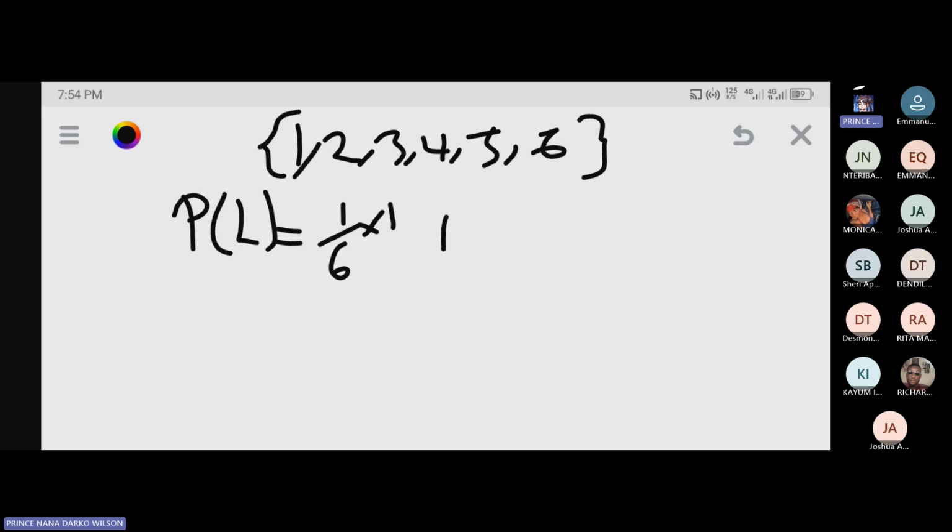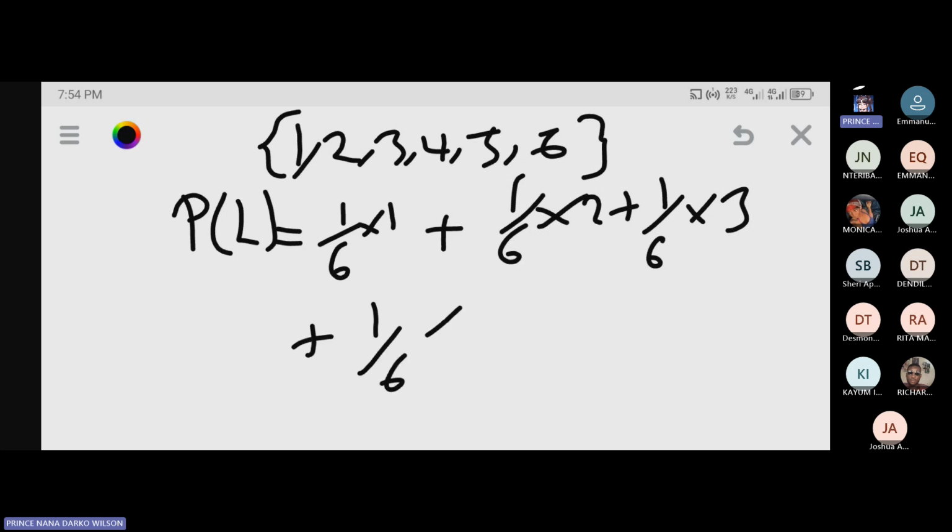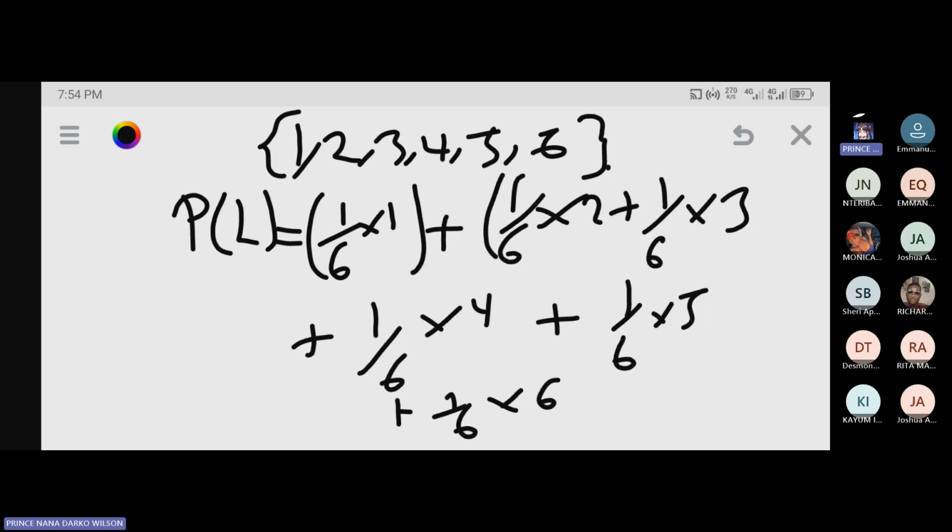That's added to 1 over 6 times 2. Add that to 1 over 6 times 3. Add that to 1 over 6 times 4. And add that to 1 over 6 times 5. And finally, add that to 1 over 6 times 6. So then all these individual events summed up is going to be the total expectation of the set.